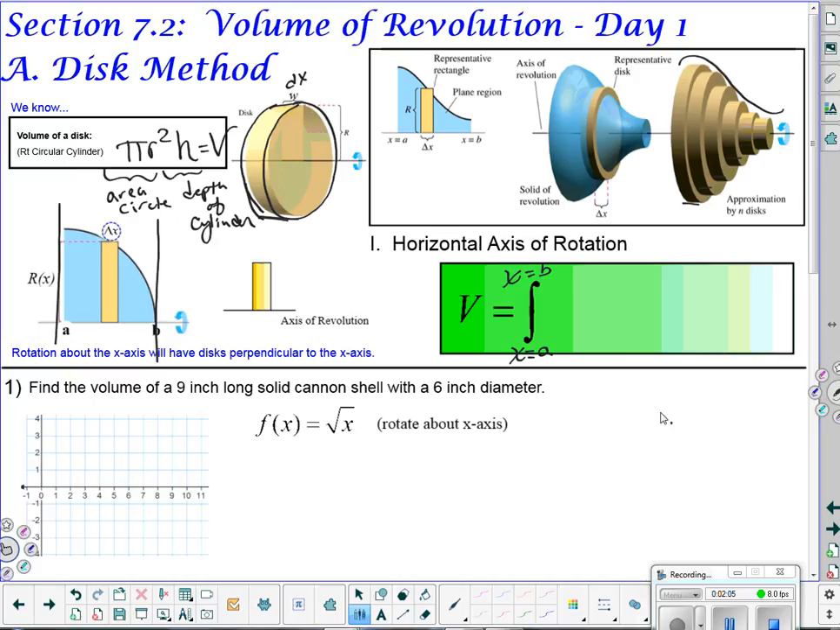We'll take one of these cylinders, pi r squared, times dx, dx representing that depth of the cylinder.